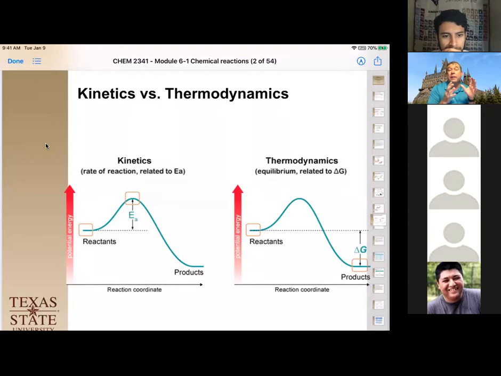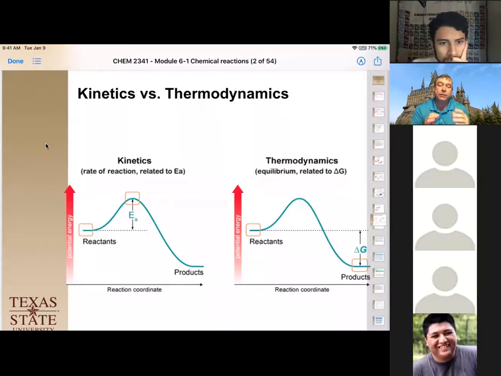So kinetics are more related to rate. Thermodynamics are related to the change in energy or the change in free energy. Okay. So they are different and they don't necessarily have to be one or the other, they can be both. Okay. So I want to make sure you understand that there are different components and they are not mutually exclusive.